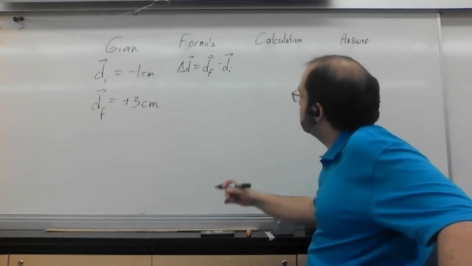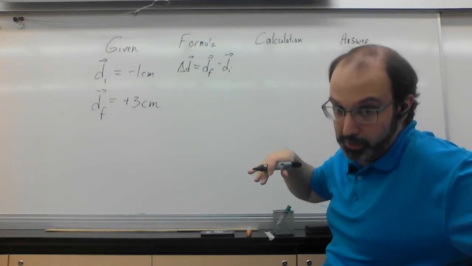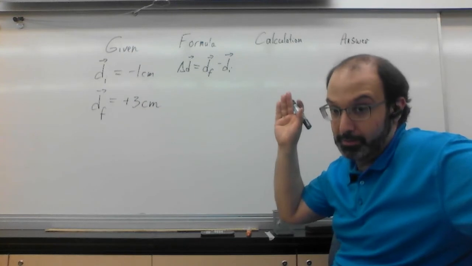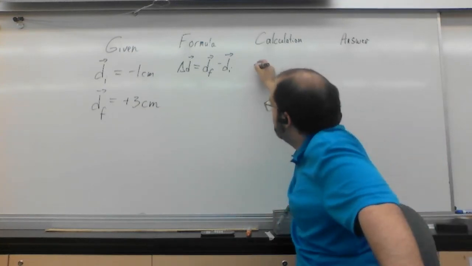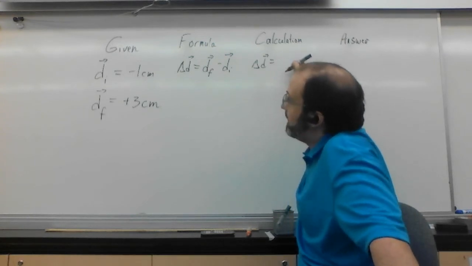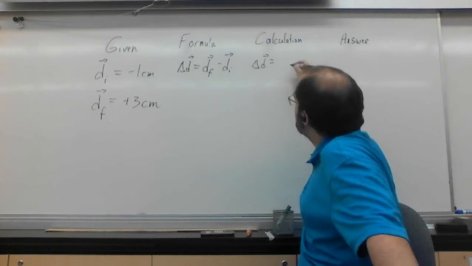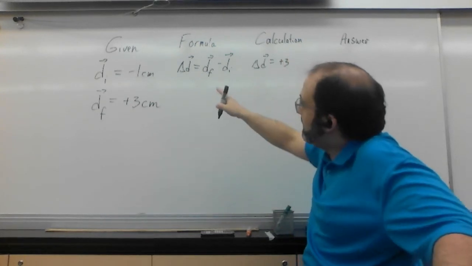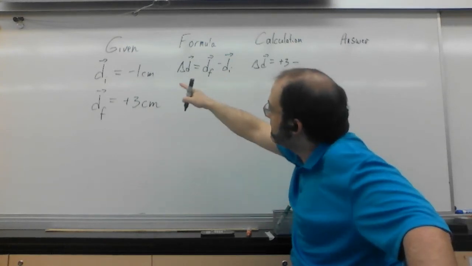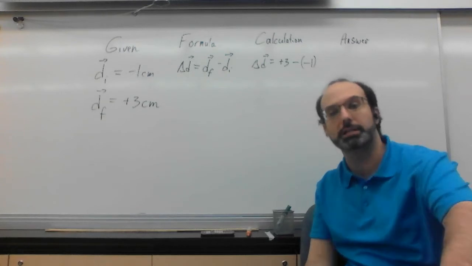So we start putting in some numbers in the calculation. Make sure you put it in the right order. This is one of the nice things about writing it out. It's labeled. So delta D, that's what we're looking for, we don't know what it is, equals dF. So I'm looking for dF, and I find it over here, it's +3. Then minus, that's part of the formula, and then I look for di, and it's -1. I can put that in brackets if I want to make it a little clearer.